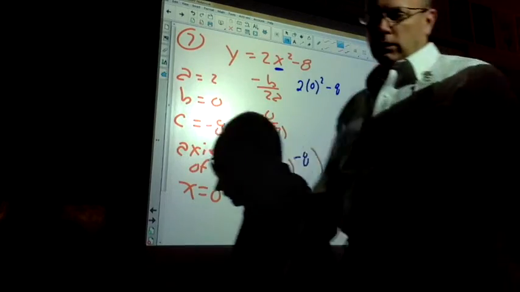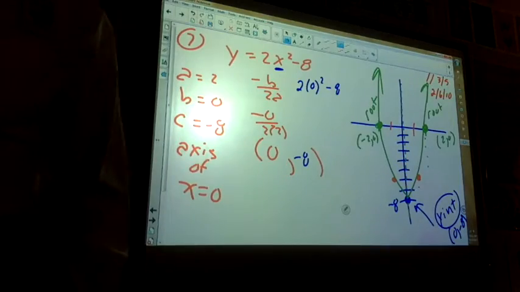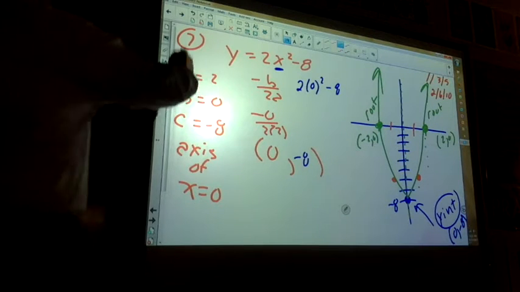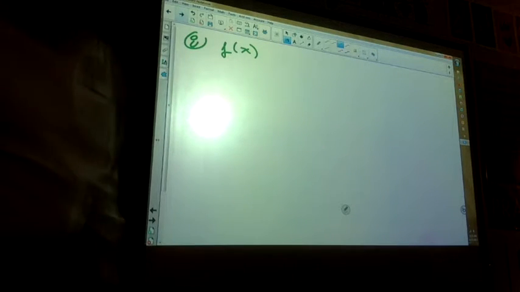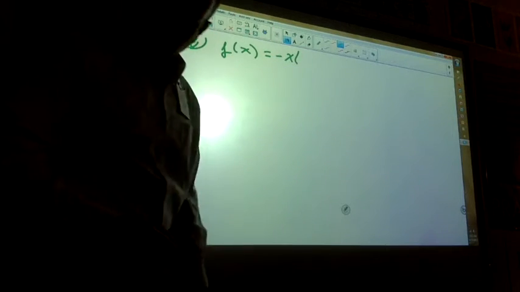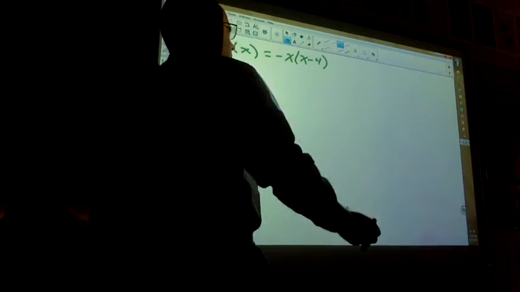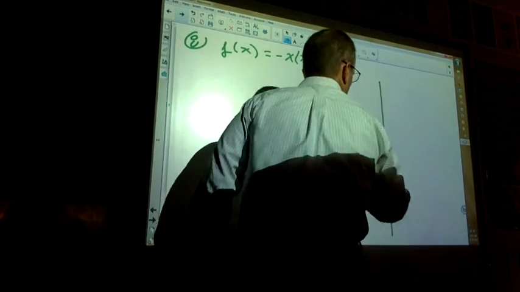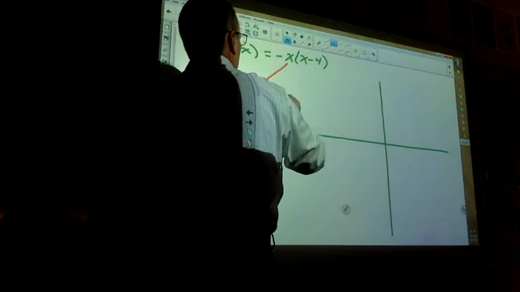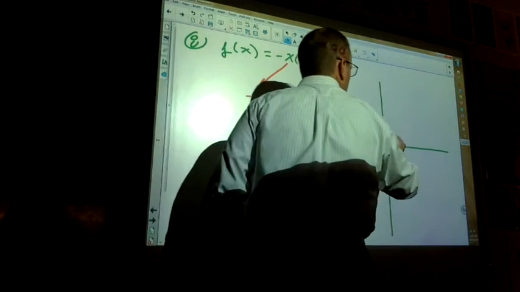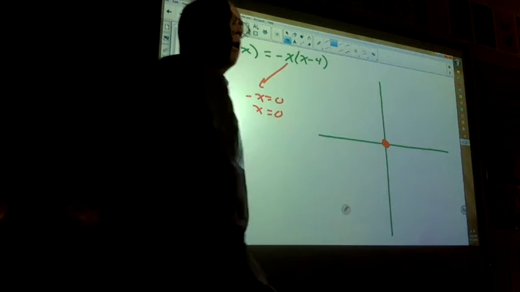Did you go for number 8? Number 8 is actually f of x, the same thing as y, right? -1 or -x, and then what is it? X minus 4. This is set up to find the roots, right? So I'm going to go -x equals 0, so x is equal to 0. Sweet. There's a root. Agree?